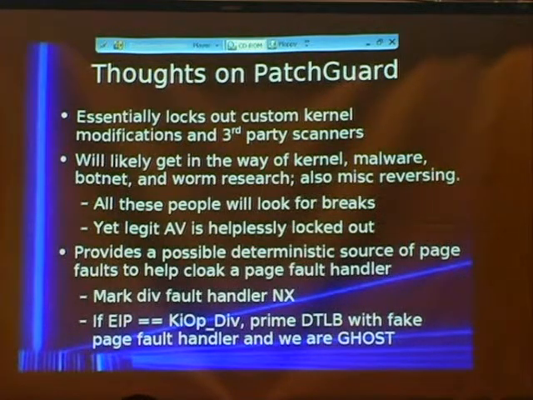So the idea is you mark the start point, which is the default handler. PatchGuard, at least the version they looked at, used the default handler to start things off. It had some modulus that it checked for, a special random value, and that PatchGuard scan. So you mark that non-executable, which is supported on your 64-bit CPUs. Then in your page fault handler, if your instruction pointer is equal to that default handler when it first starts, you prime your data table with a fake page fault handler copy that conceals your jump in the real page fault handler, and then you're gone. You should be a ghost. PatchGuard will continue to scan and it'll read the DTLB. There shouldn't be a context switch, and then you should be gone.